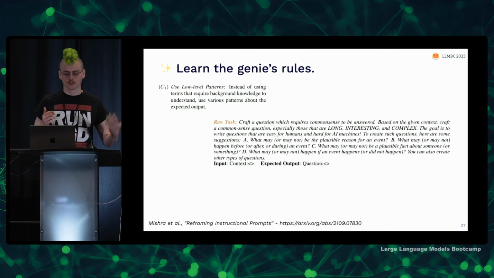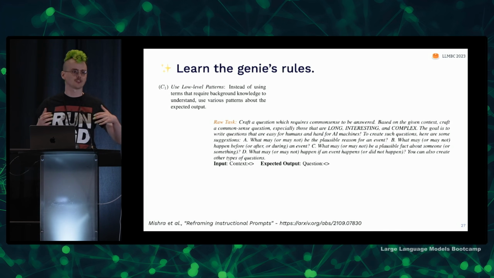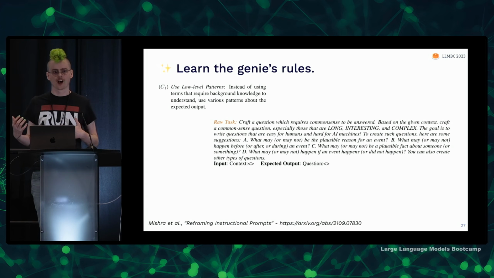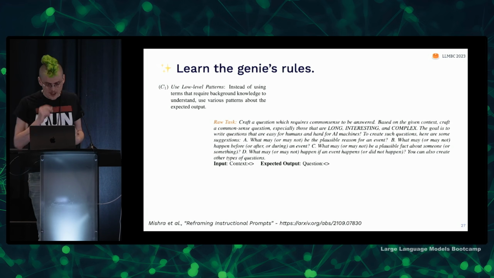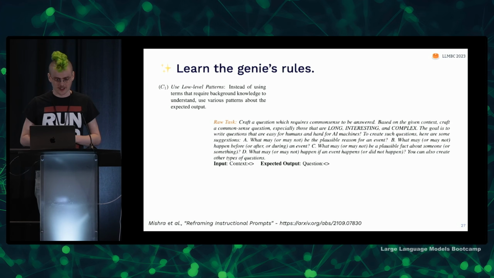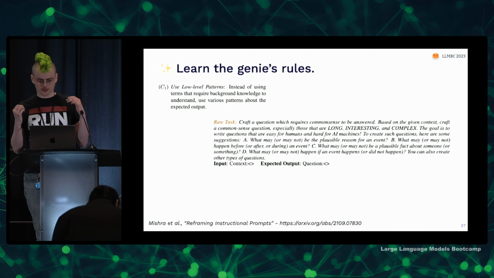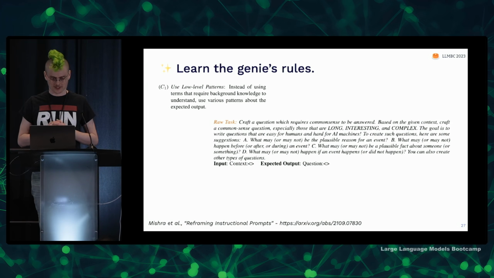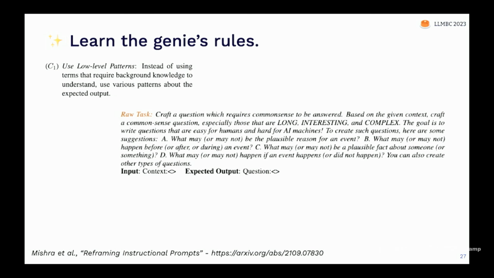So if you're telling a person that you want them to craft common sense questions, right? Questions about a passage of text that require common sense reasoning, the kind of thing you might find on a standardized reading exam, you might write this task description: craft a question which requires common sense to be answered, especially questions that are long, interesting, and complex. The goal is to write questions that are easy for humans and hard for AI machines. This is how I write, especially. A lot of extra words, a lot of enthusiasm. It works okay for instructing people, but not so well for language models.